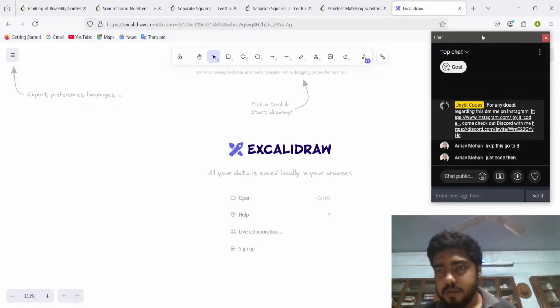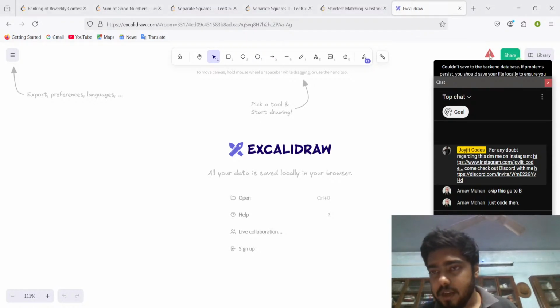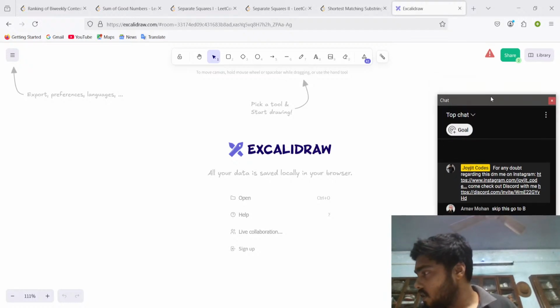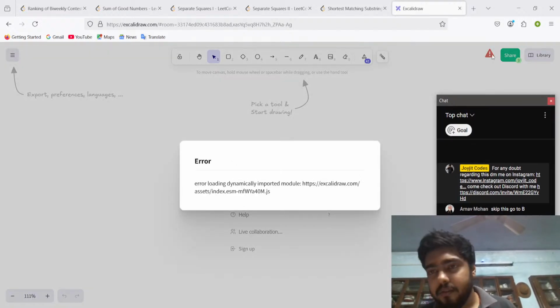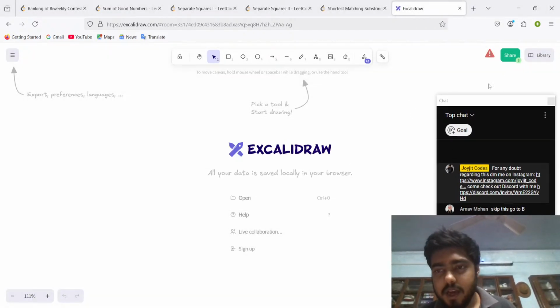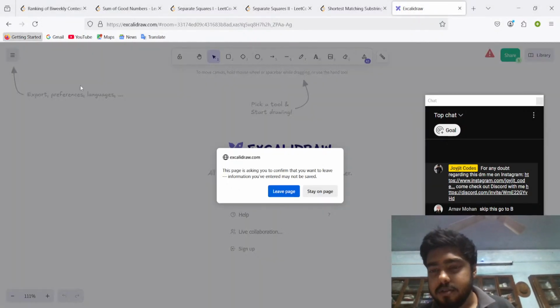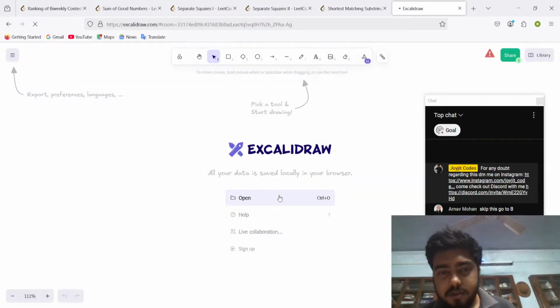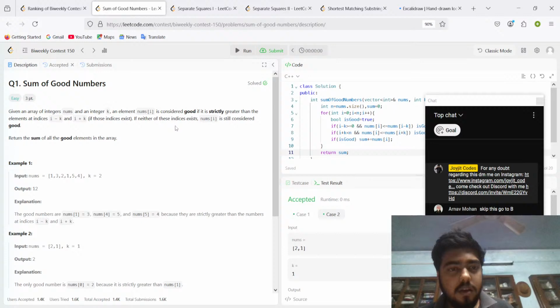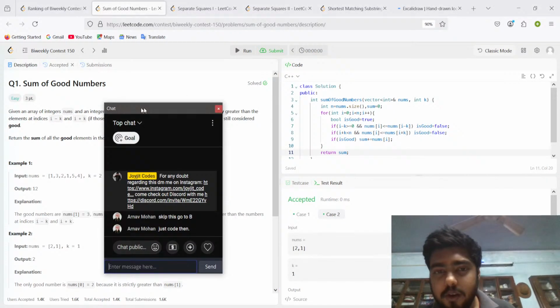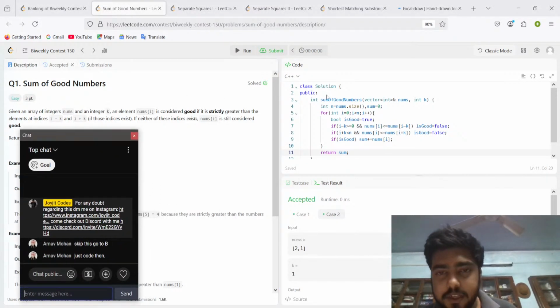Okay. So first of all, I think I am, couldn't connect to database, if problem persists. I don't know what the heck is happening with Excalibur recently. It shows me there are 3 people, but obviously I'm the only one over here.